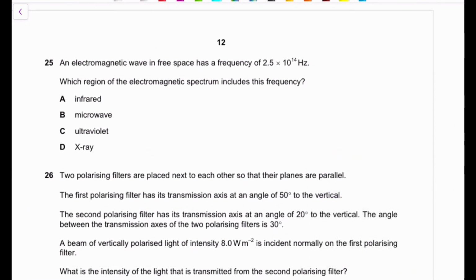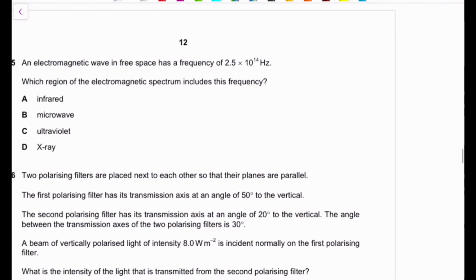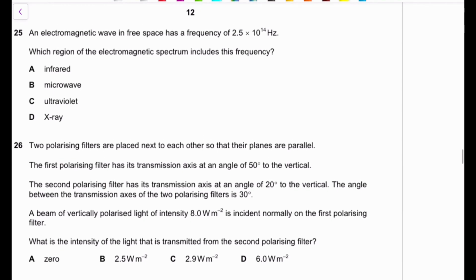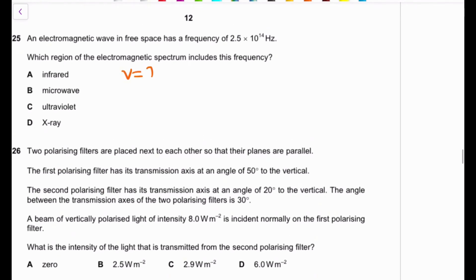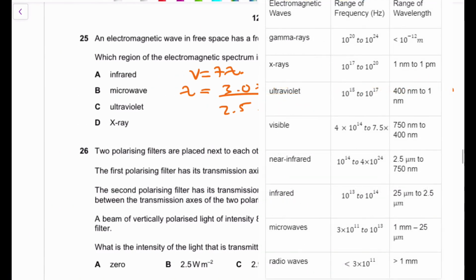An electromagnetic wave is free in space at that frequency. Which region of the electromagnetic spectrum includes this frequency? We know that v is equivalent to f lambda. So the value of lambda will be 3.0 times 10 to the power of 8 divided by 2.5 times 10 to the power of 14. That's going to give an answer of approximately 1.2 times 10 to the power of negative 6 meters. That's my wavelength, and the answer is infrared.